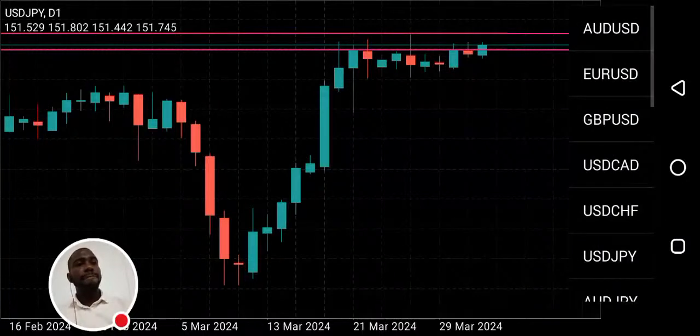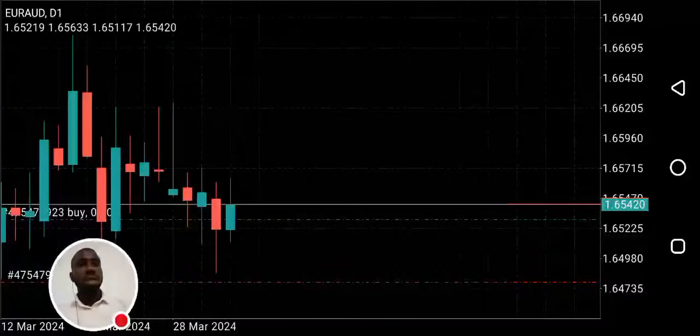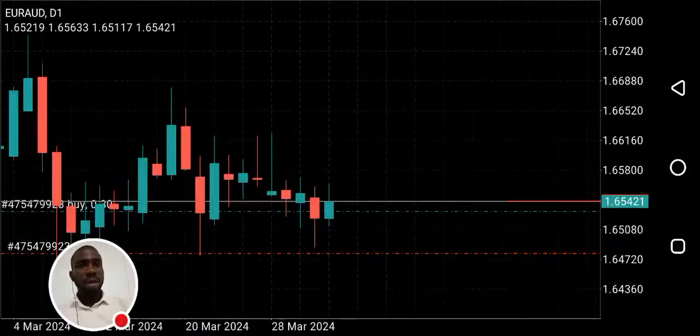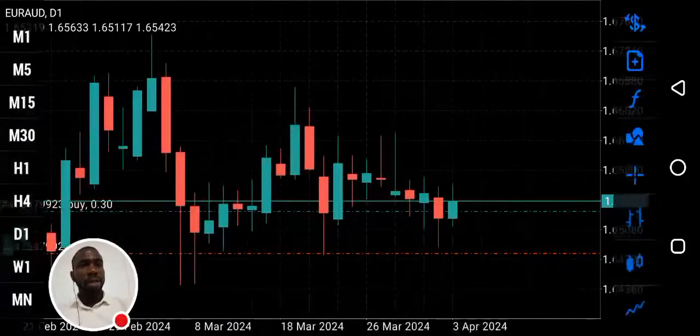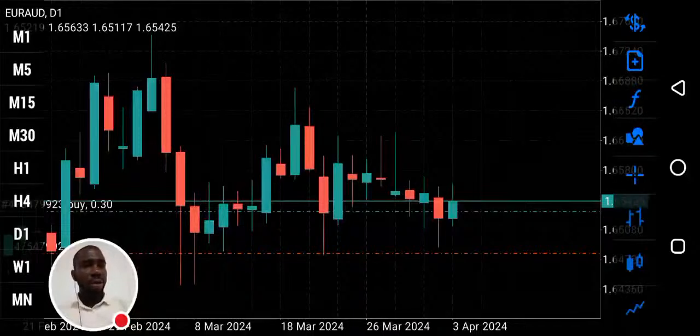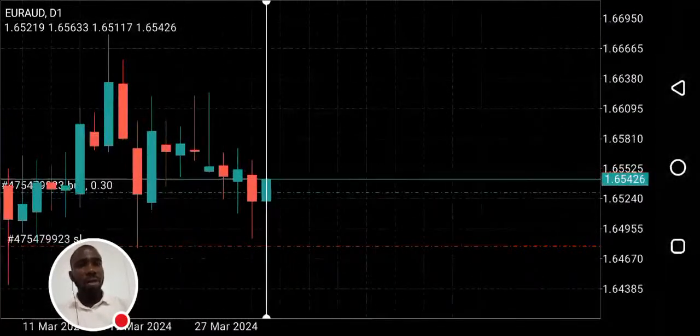Let's look at Euro Australian dollar. Euro Australian dollar should be bullish. I currently have a trade on Euro Australian dollar. My bias is bullish, so let's say this is the daily. You can see how yesterday's candle closed. It looks like a hammer, right?